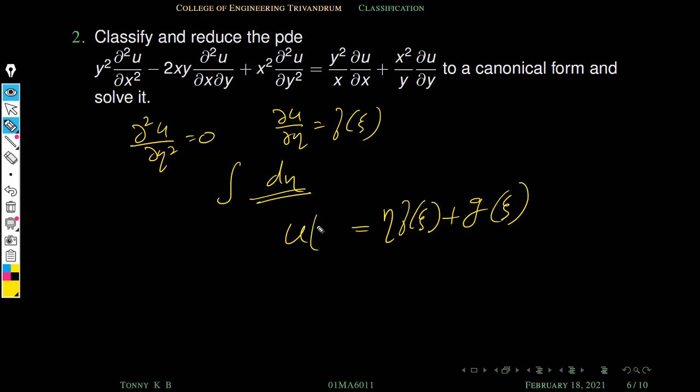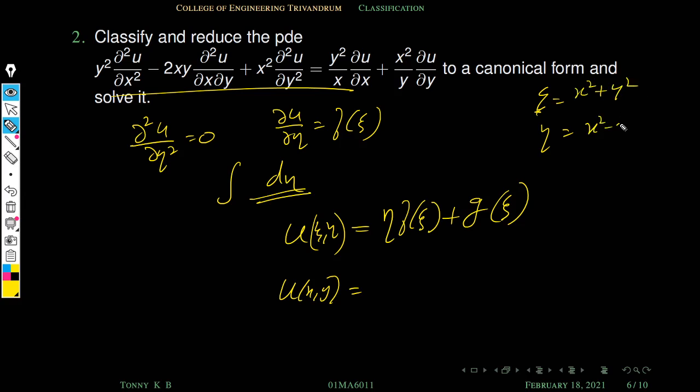But now u is a function of psi and eta. Our aim is to solve this PDE, so we have to find the solution in terms of x and y. We know that psi and eta are reversible. You can resubstitute psi and eta. So what is u of x, y? Psi is x square plus y square, and eta is x square minus y square. So by substituting psi and eta, now we will get u in terms of x and y.